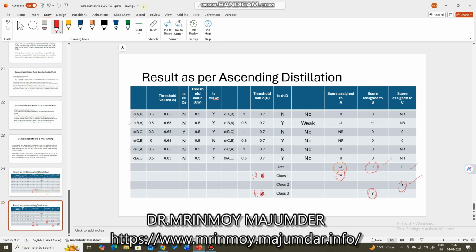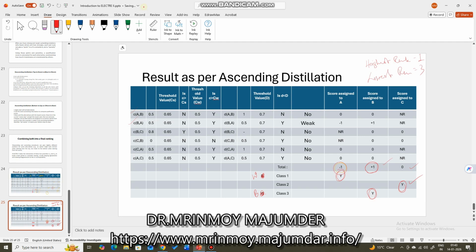Now, with respect to score, you rank them. The highest score gets rank 1, followed by the other alternatives. And the alternative with the worst score among all the alternatives gets the lowest rank. In our case, it is 3.